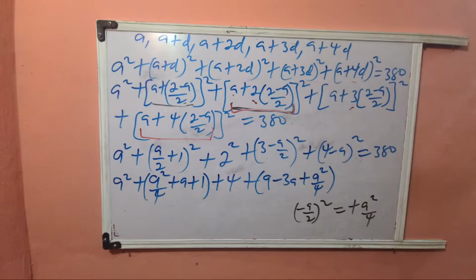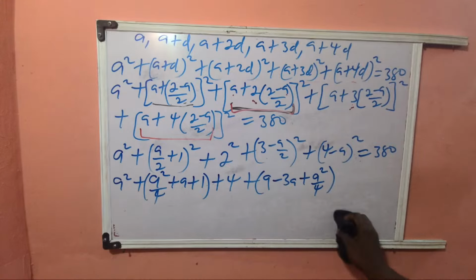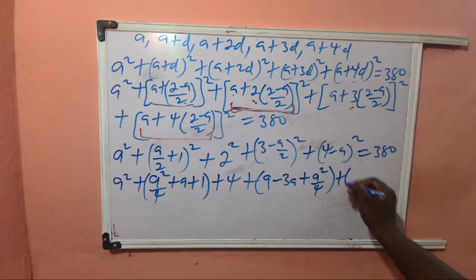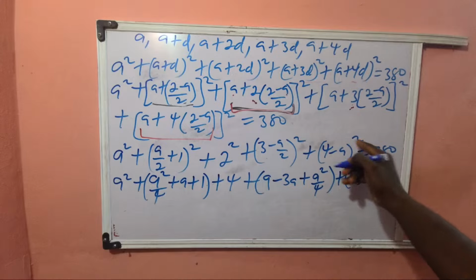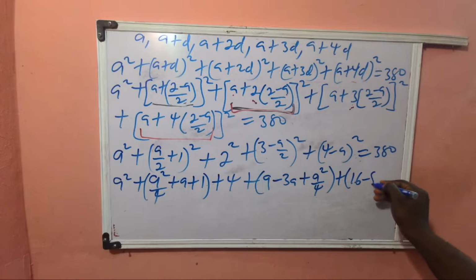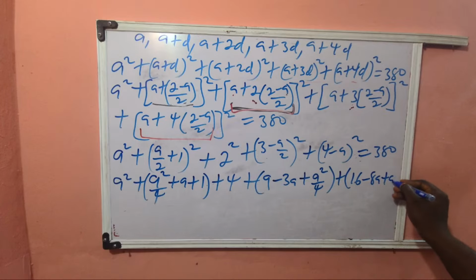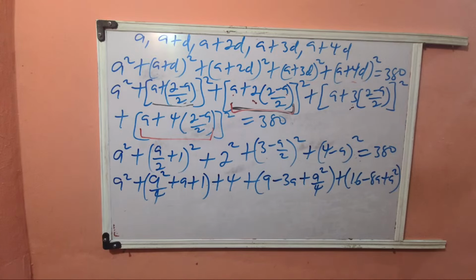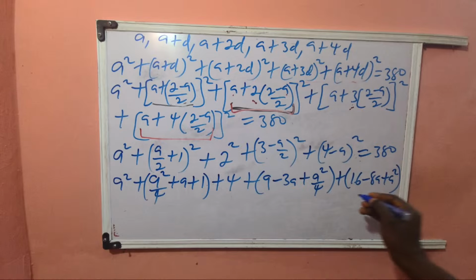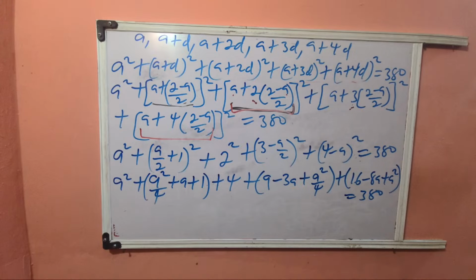Oh, sorry, the fourth term. We're going to the last term now. So for the last term, we have 4 squared. That will be 16. Then multiplying all of them together, that will be minus 8a, then plus a squared. That is how we do it. So all of this, don't forget, is equals to 380.